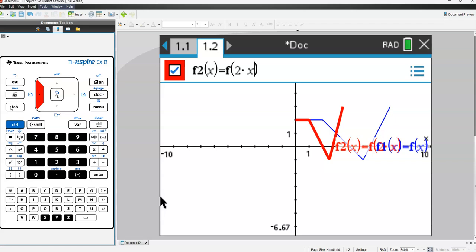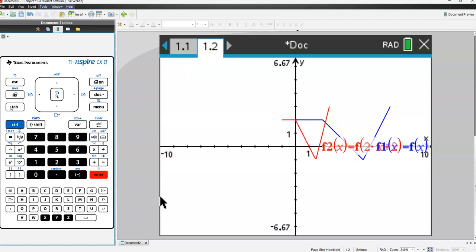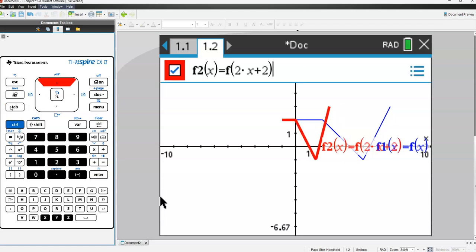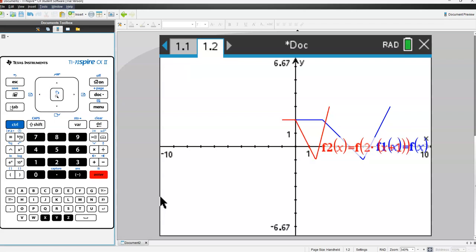If I go 2x plus 2, intuitively that feels like it should move. We know plus 2 moves to the left. Feels like it should move by 2, but in fact it only moves 1. And the reason for that is it's the same as 2 bracket x plus 1. Now again, we're not going into the mechanics of why that's the case. We just need to know that it is in fact the case.